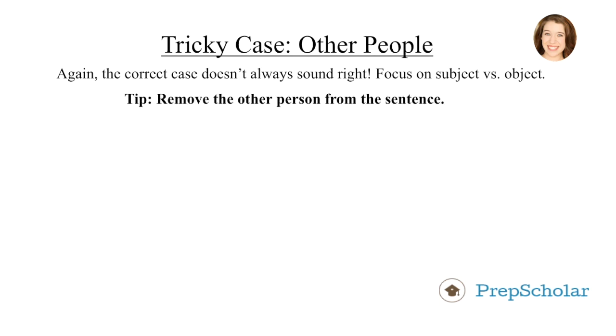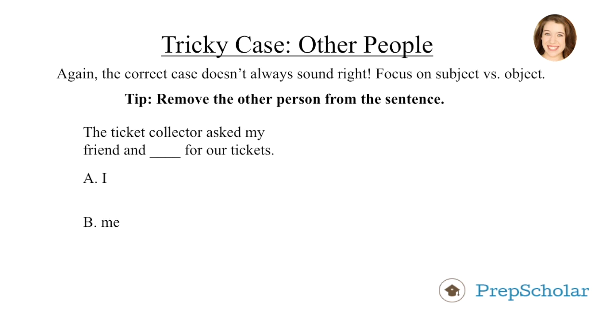A good tip that we can use here is to remove the other person from the sentence. If this all seems a little bit abstract right now, that's okay. We're going to apply this all to a problem together and see how this actually works. Let's take a look. The ticket collector asked my friend and something for our tickets. Would we say my friend and I or my friend and me?